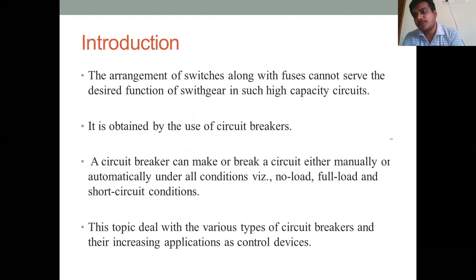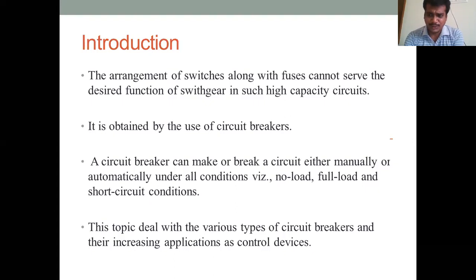Fuses can be used for low voltage applications, while circuit breakers are used for high voltage applications. For residential applications, you will have only fuses and a very small number of circuit breakers, where you have the three-phase supply. When you are dealing with high voltages, you need a proper protection system, which you can use as a circuit breaker.